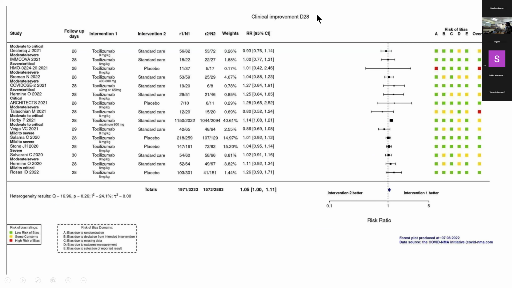Now, one of their outcomes was clinical improvement. So here's the study, and this is the result of the study. And look at the risk of bias. They had given it an overall risk of bias of some concerns. Why? Because there was some bias in the way the outcomes were assessed.